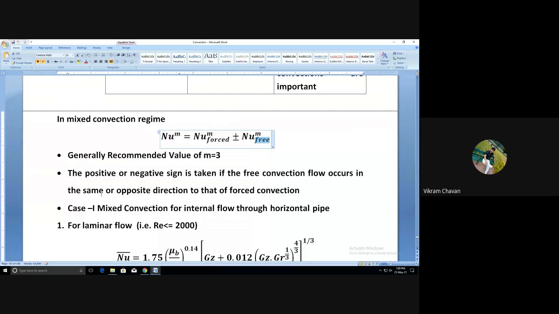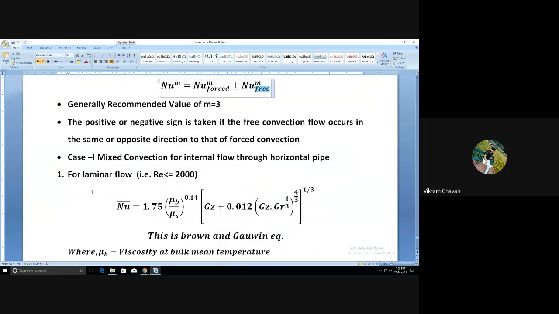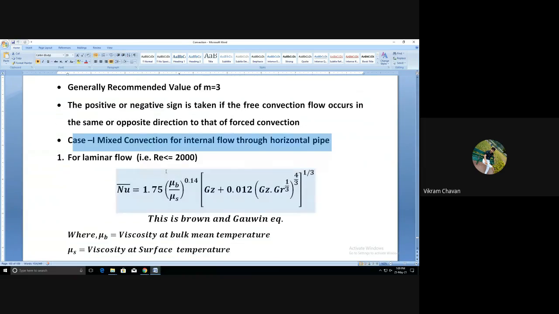So for that reason, only two formulas we are going to consider, and that is about the internal flow through a horizontal pipe. So case one: mixed convection for internal flow through a horizontal pipe. In a horizontal pipe the flow is considered to be laminar when the Reynolds number is less than or equal to 2000.